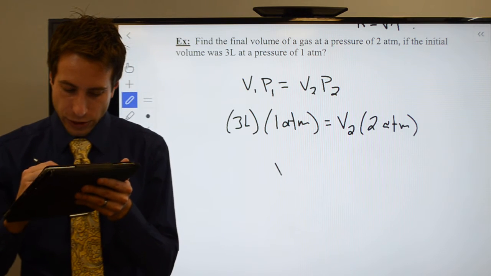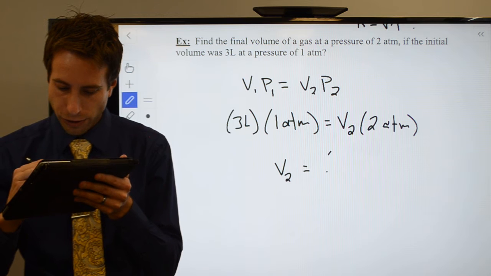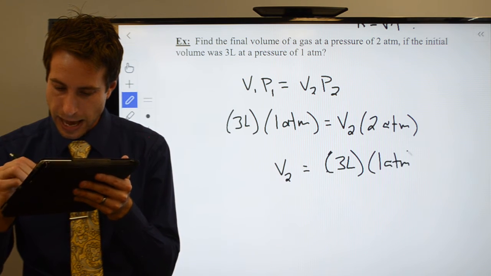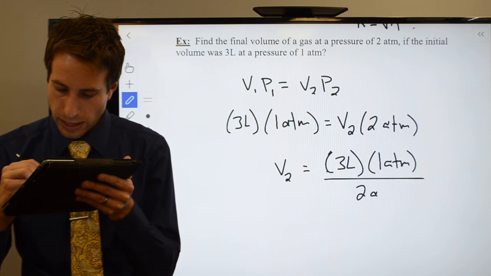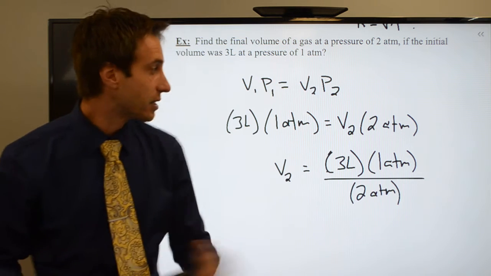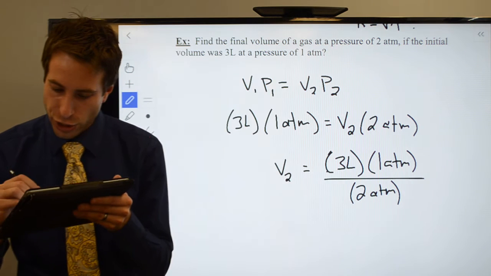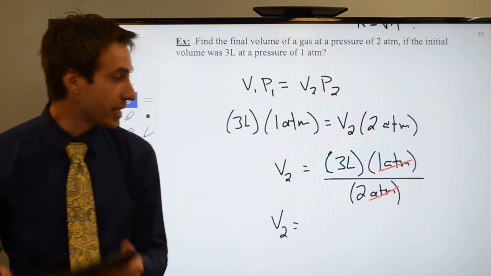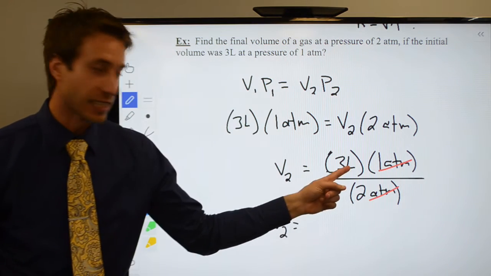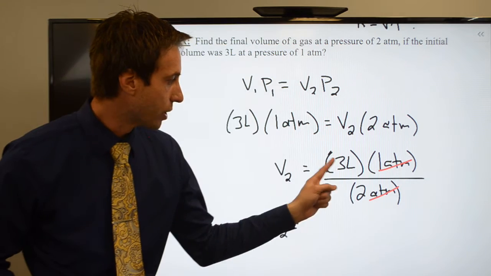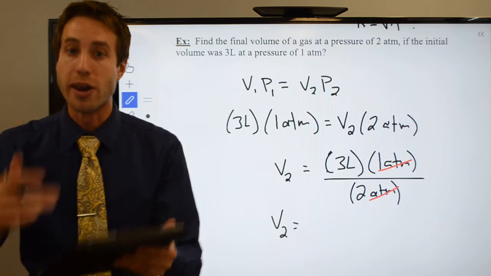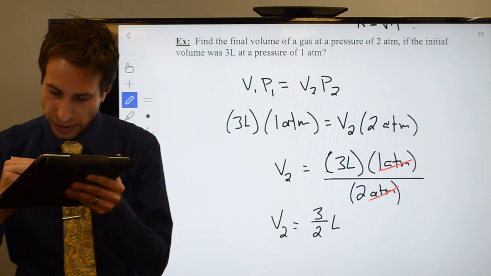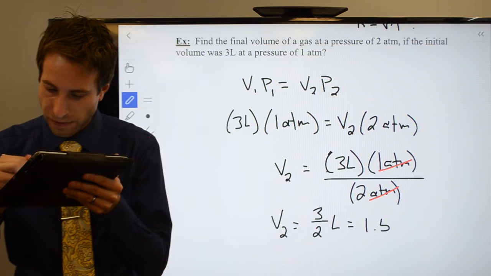Solve for V2, I would then have 3 liters times 1 atm over 2 atm, right? Divide the 2 atm to the other side. Units of atm cancel with atm. I'm left with units of liters, which is perfect because I know it's a volume, and I wind up with 3 halves or 1.5 liters.